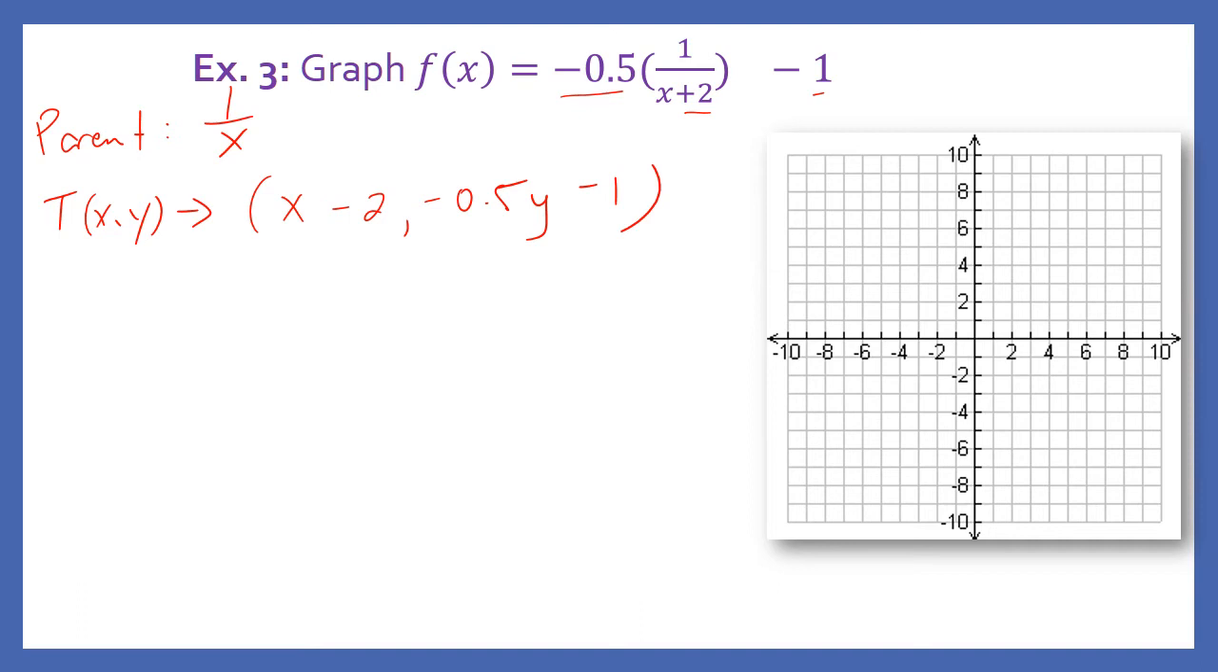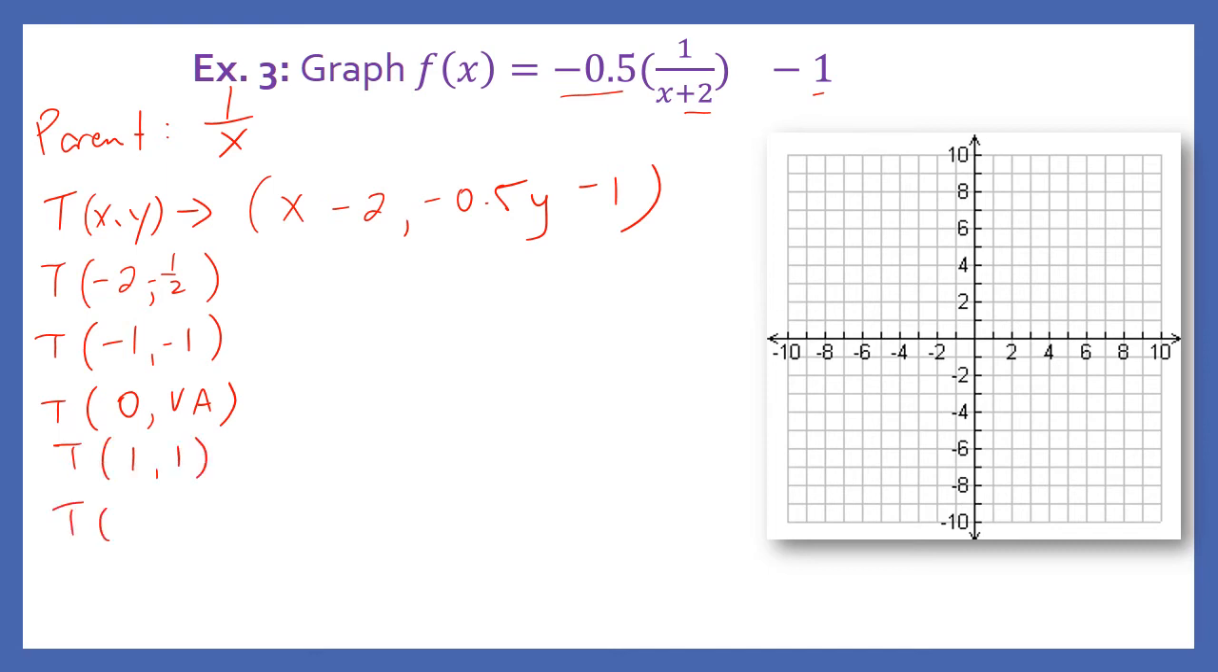And our reciprocal parent points: negative 2 and negative 1/2, negative 1, negative 1. Remember at 0, something crazy happens, error, which is a vertical asymptote, 1, 1, and 2, 1/2. Pause, challenge yourself, see if you can get the translated points.